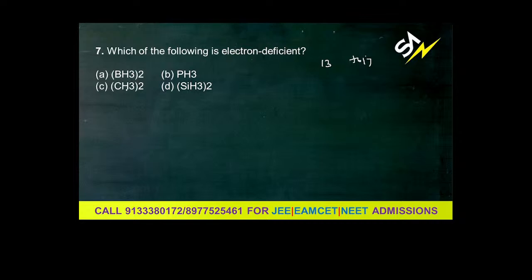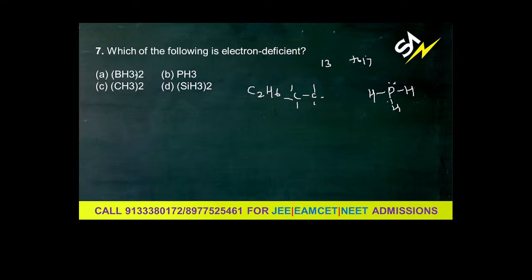Now we check C2H6. Here carbon valence is 4. In the carbon-carbon single bond, there are 3 hydrogens around each carbon, so carbon valence is fulfilled. Same in the case of silicon also. So they contain octet electronic configuration. What about PH3? Here P has 3 bonds and a lone pair of 2 electrons on phosphorus, so here also octet.